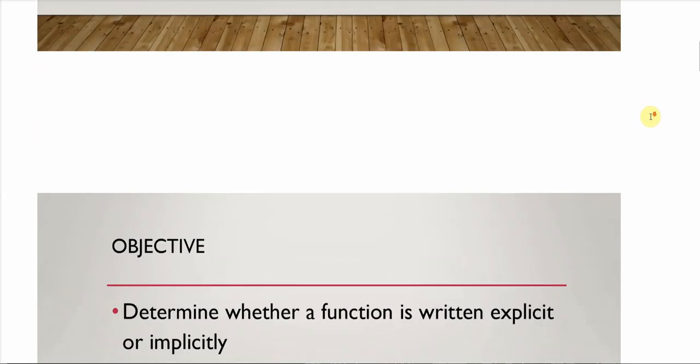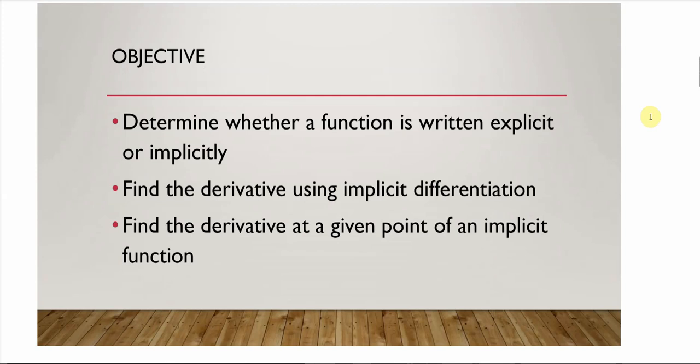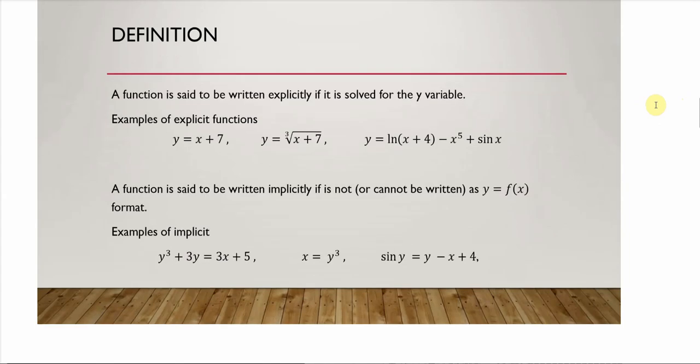All right, so let's go ahead and look at the objectives. Determine whether a function is written explicitly or implicitly. Find the derivative using implicit differentiation. Find the derivative at a given point of an implicit function. All right, so here we go.